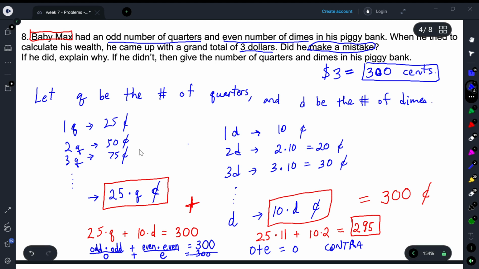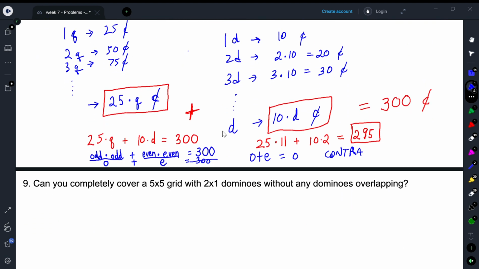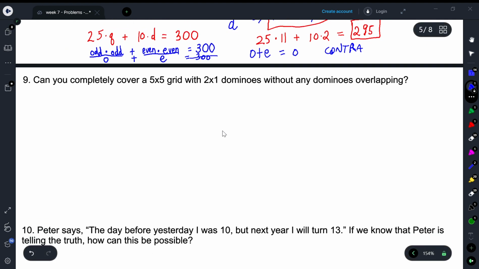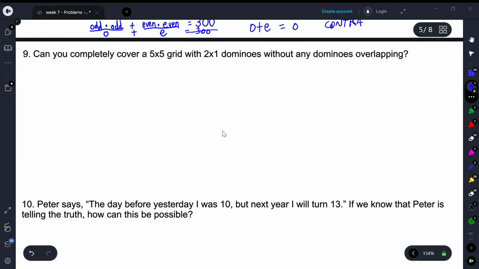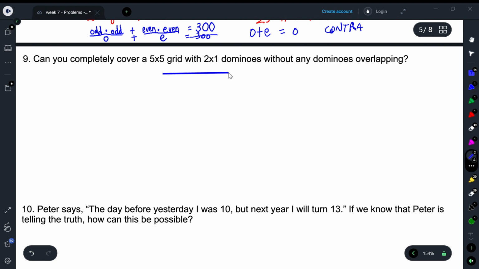All right, let's see if we can look at other problems in different contexts, not necessarily just adding and subtracting numbers, but maybe we can think about this idea of parity in other different types of problems. So here's another problem. We have a 5 by 5 grid, and the question is, can we completely cover it with dominoes without any overlap? And the dominoes we know are of size 2 by 1.